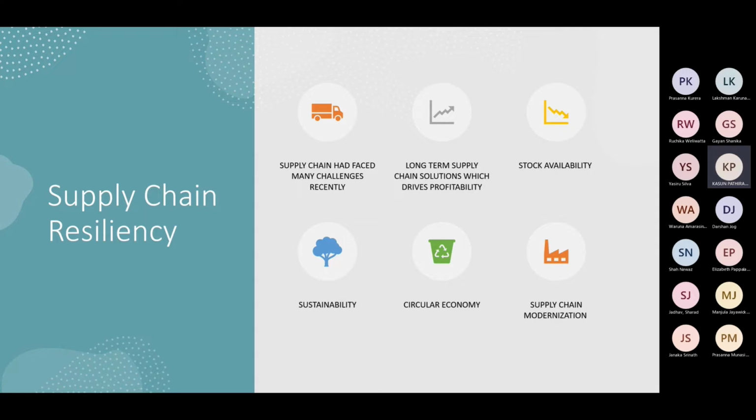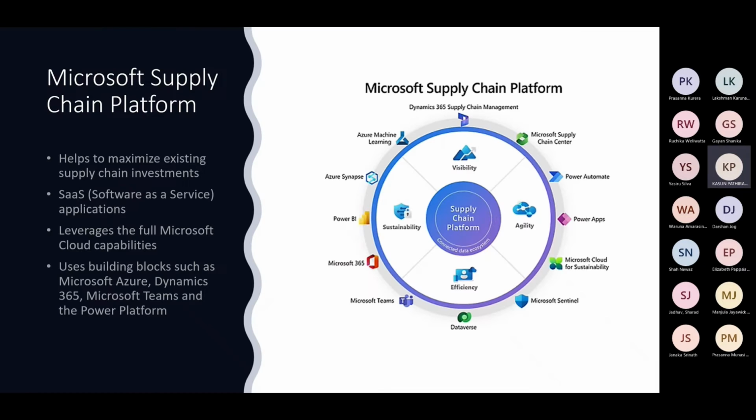And then let's look at what Microsoft has as an answer for these. What we discussed earlier. So what Microsoft came up with, Microsoft Supply Chain Platform. That is what is going to be helpful in this kind of situation to quickly adapt, and then address these kind of situations. So first of all, it actually helps to maximize the existing supply chain investment.